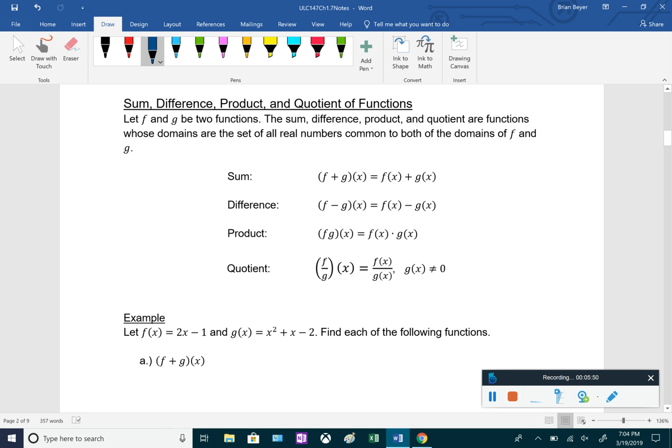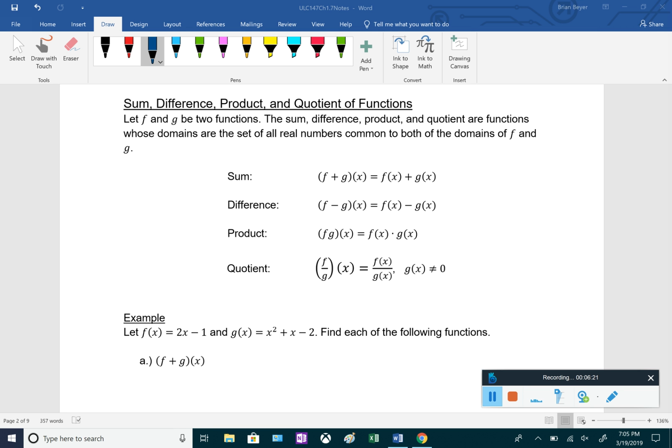So for the next thing, we're going to go over the sum, difference, product, and quotient of functions. So we kind of know how to do this already, but we have different notation. So f and g are going to be functions here, and the sum, difference, product, and quotient are going to be functions where the domain is going to be the set of all numbers that's common to both the domains of f and g.